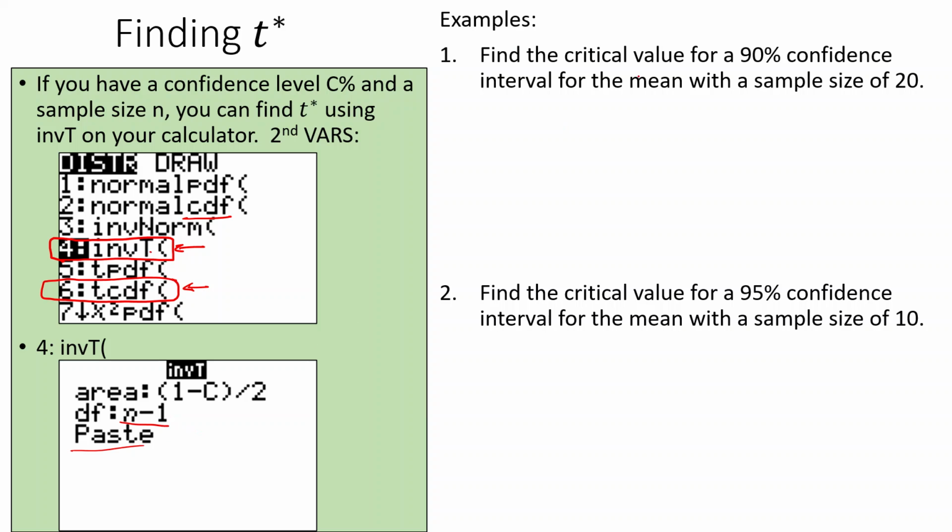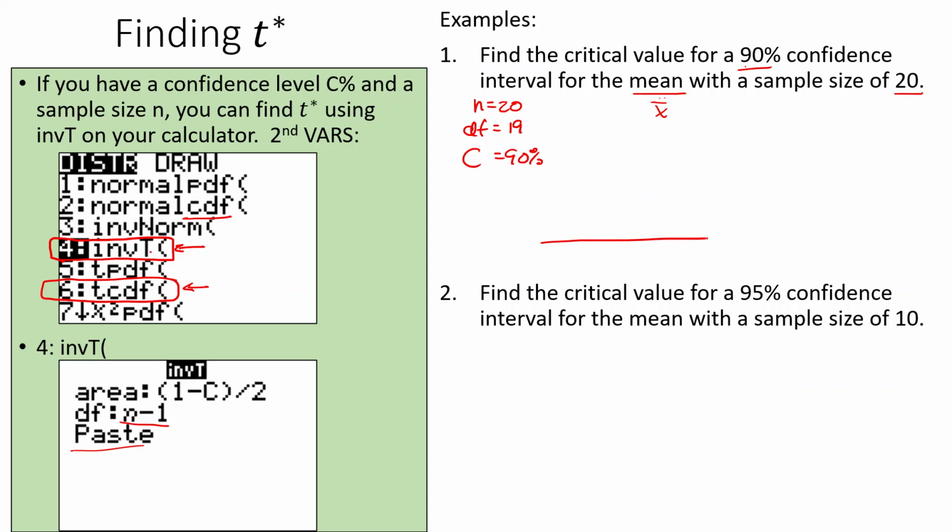All right, we got two examples here. Find the critical value for a 90% confidence interval for the mean with a sample size of 20. So we've got n is 20. That means our degrees of freedom is 19, 20 minus 1. We're trying to use the mean, so that tells us we're working with x bar. Our confidence level is 90%.